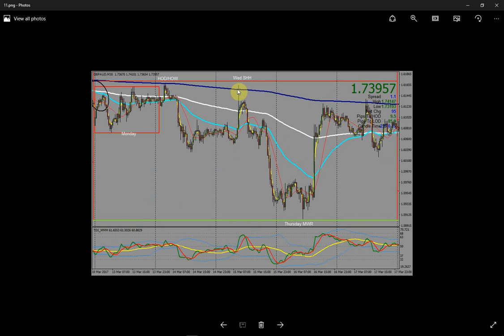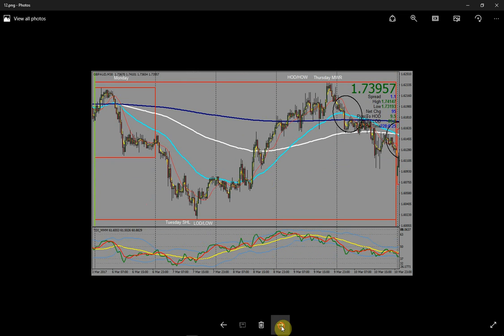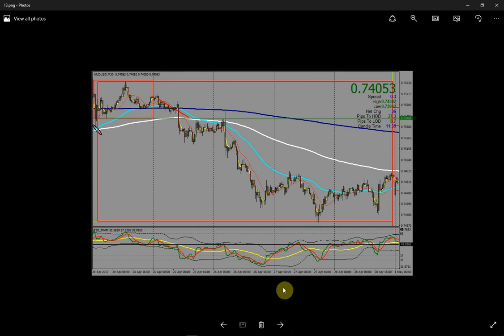This is a kill for me. That's why I'm telling you I'm able to enter right here. So this was a good sell for me. Even this one here. So remember, use your moving averages as targets, dynamic support and resistance.